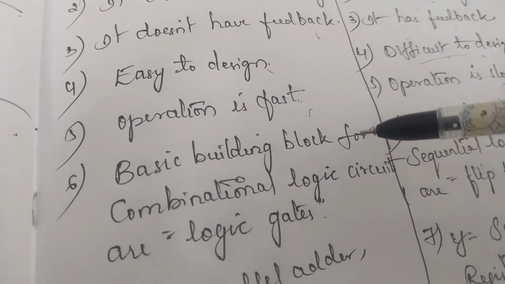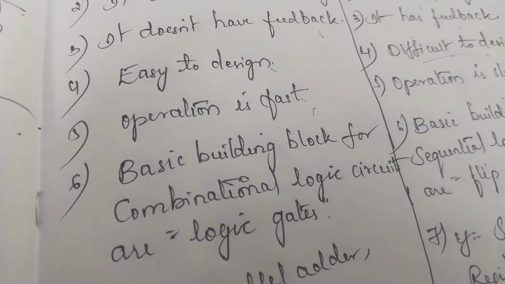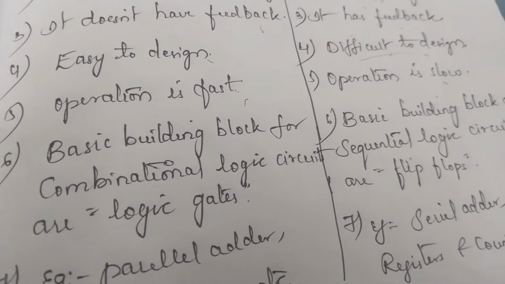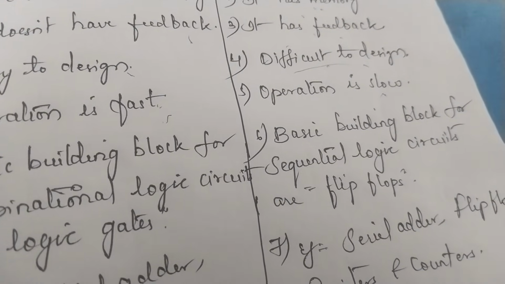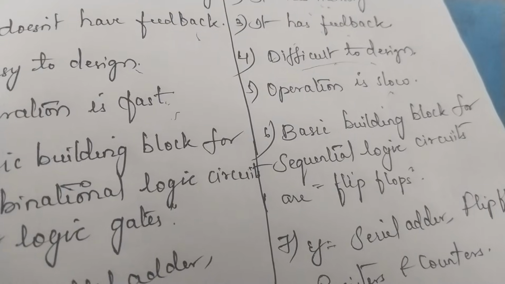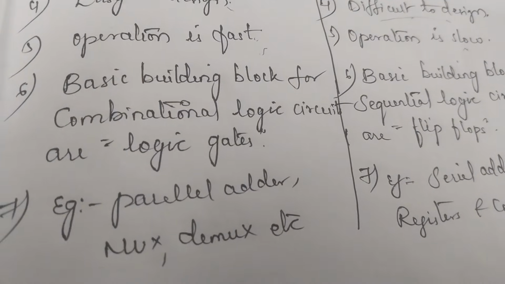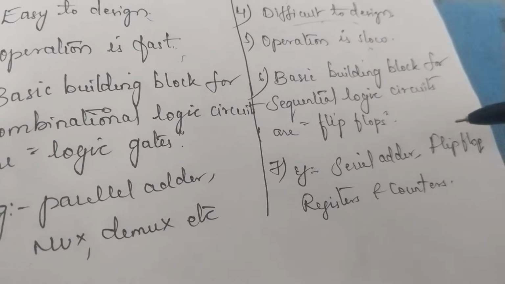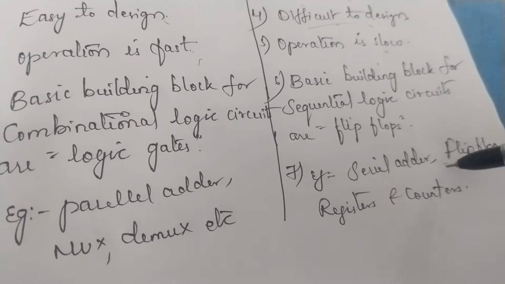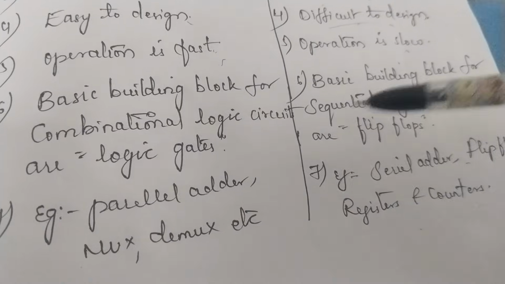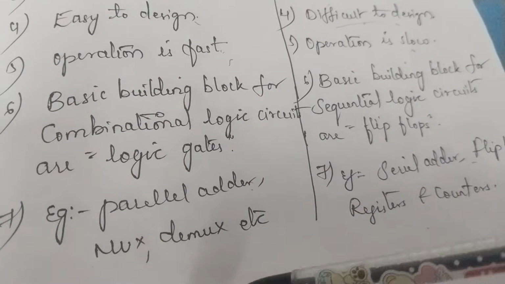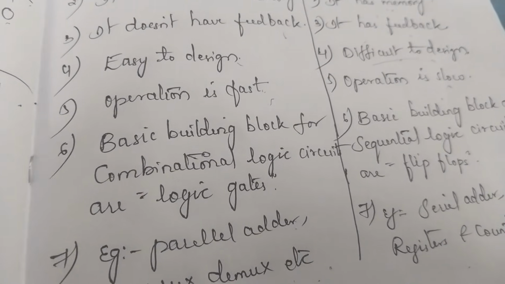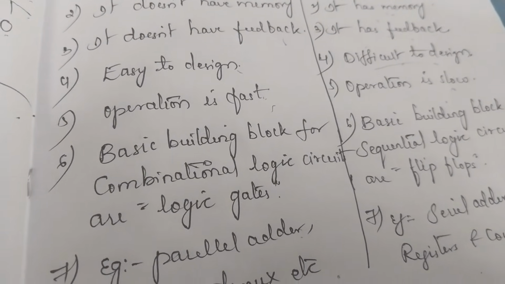Next, the basic building blocks for combination logic circuits are logic gates, whereas the basic building blocks for sequential logic circuits are flip-flops. And the last one: examples of combination logic circuits are parallel adder, multiplexers, demultiplexers, encoders, decoders, etc. Examples of sequential circuits are serial adder, flip-flops, registers, counters, memories. You can write anything. This is the most important question from the 5th unit, that is flip-flops.